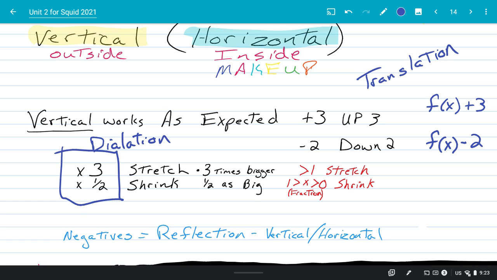The final reflection or transformation we're going to deal with is anytime we have a negative. Anytime we have a negative, that becomes a reflection when you multiply by a negative. You end up with a reflection.